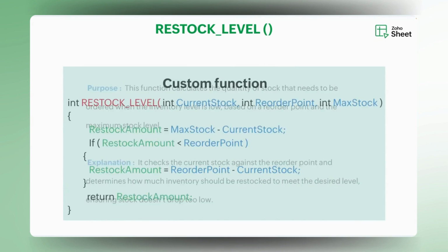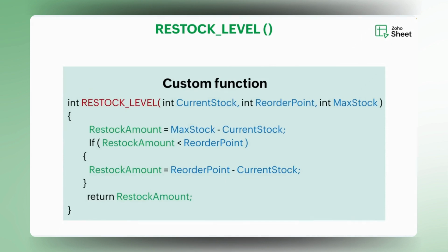So let me show you the code. So we have the current stock, the quantity of items available in the inventory. Then we have the reorder threshold, the minimum quantity of products that you want to maintain before reordering. Then we have the safety stock, the buffer stock to account for unforeseen demand fluctuation or delay in restocking. So let me show you an example.